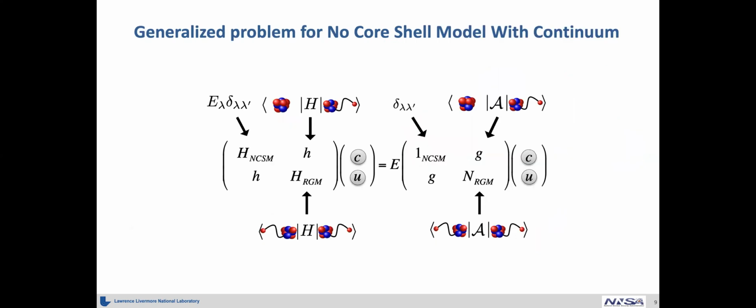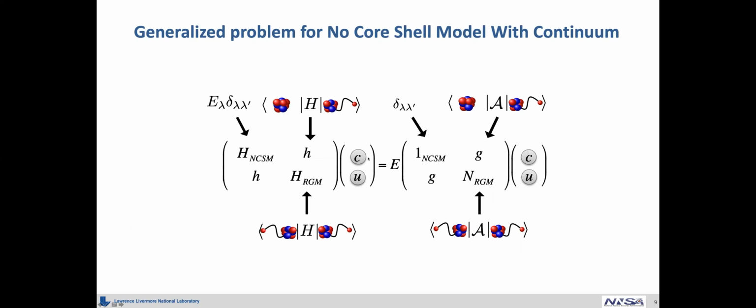So bottom line, and I think this is the last equation, the whole generalized problem looks like this. We have the RGM sector, which contains matrix elements of the Hamiltonian and the norm operators between these RGM type states. And then we have components that link these RGM type states to those compound No-Core Shell Model type states that are there just to handle the deformation, etc. So this is the problem we have to solve.